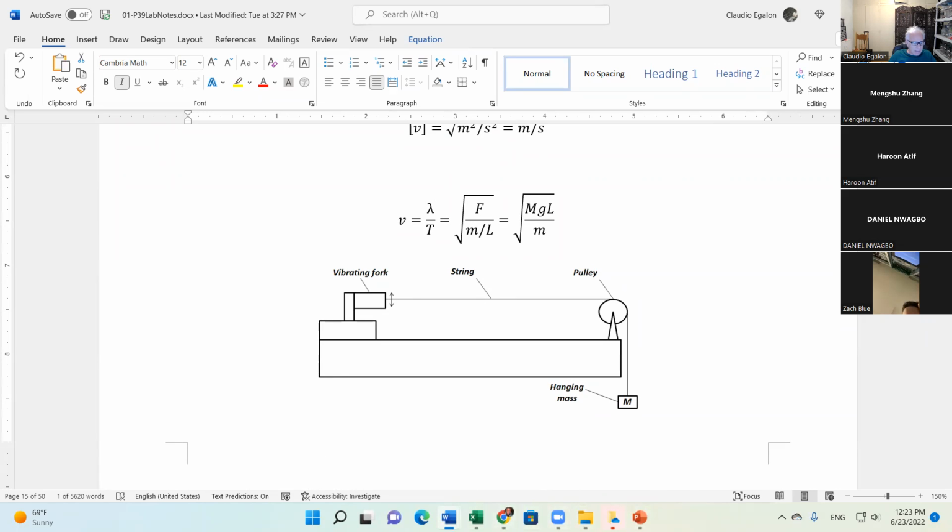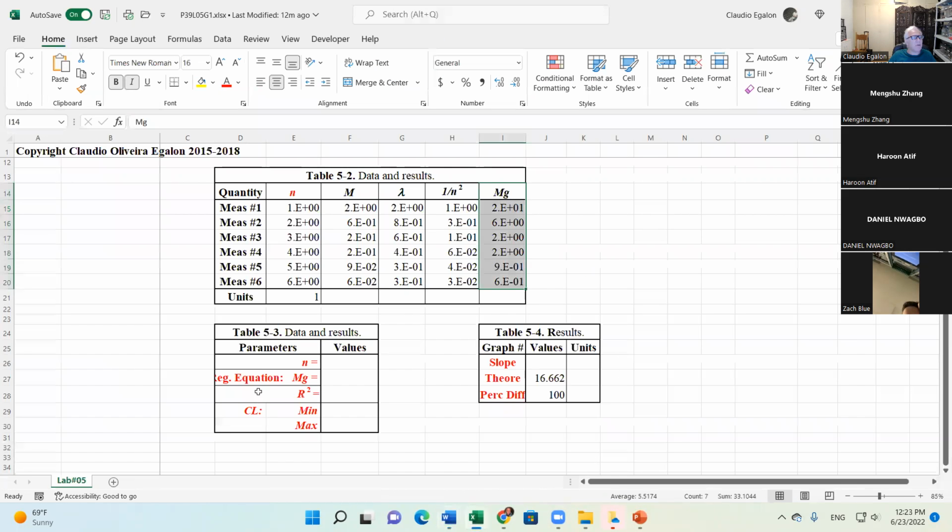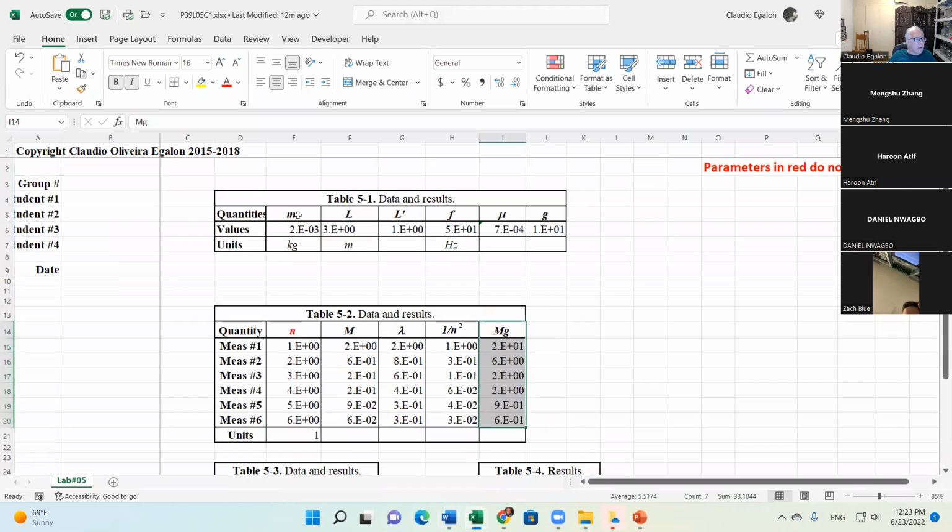Going back to our spreadsheet. Okay, here's the mass of the string. It's a very low mass. We look at the value. 1, 2, 3, it was 1 gram.